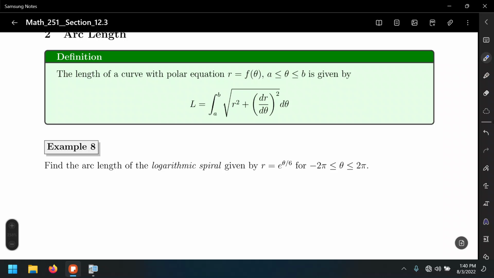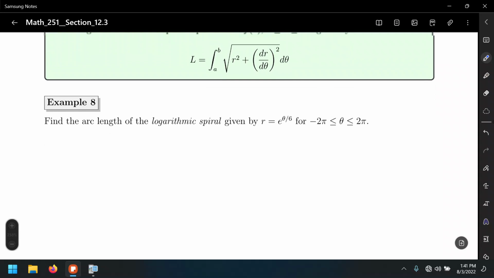It's not like in the area problems, where you will have to set up the equations together, solve the equations so we can get the points of intersection, and then from there figure out the limits, and in some cases set up more than one integral. All right, so these ones are different. And so we're asked to find the arc length of the logarithmic spiral given by the function within the limits negative 2 pi to 2 pi. All right, so let's just use the formula.